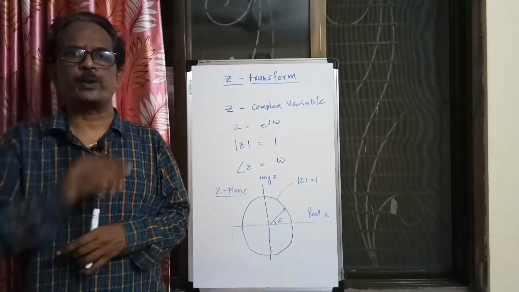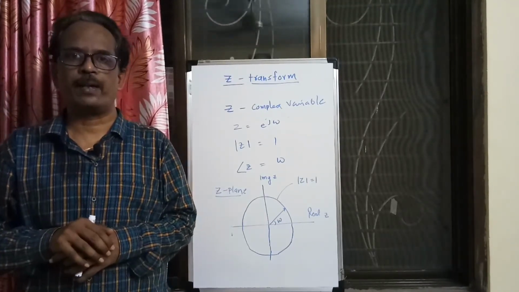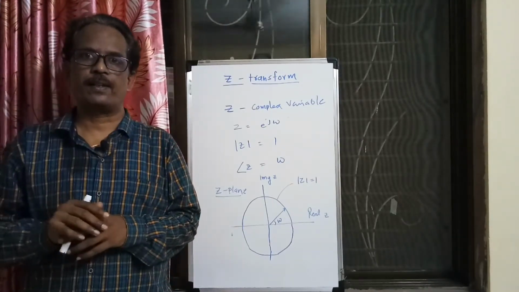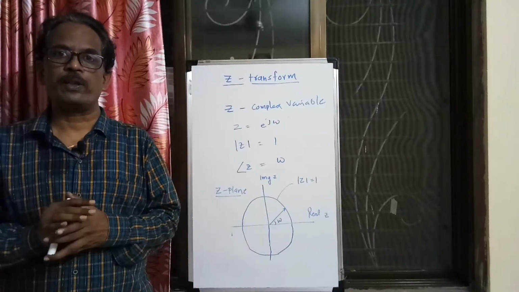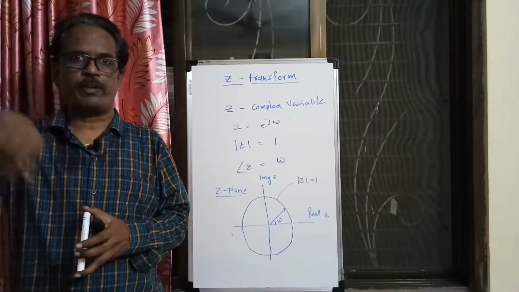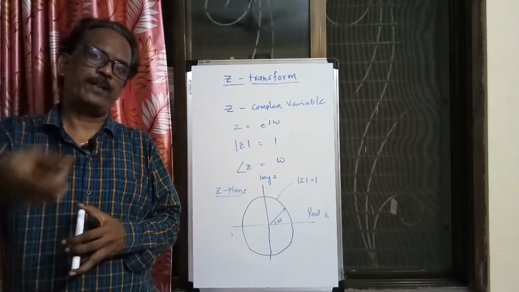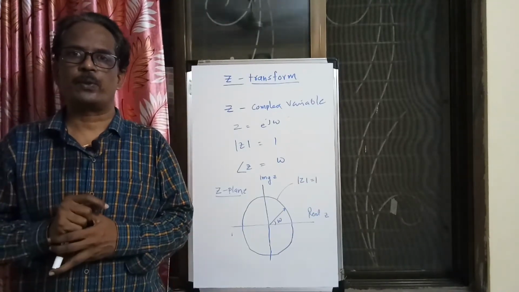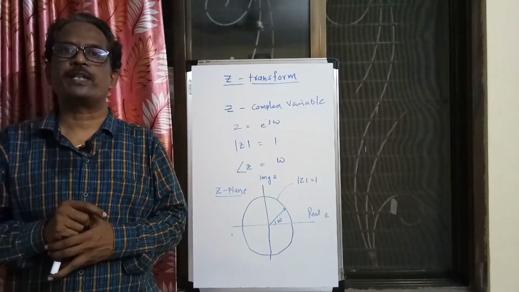So if you plot e to the power j omega for different values of omega, definitely it will be a circle. That is what I am talking about, its magnitude. If I plot its magnitude for different values of omega, from 0 to 2 pi, definitely the magnitude is 1.